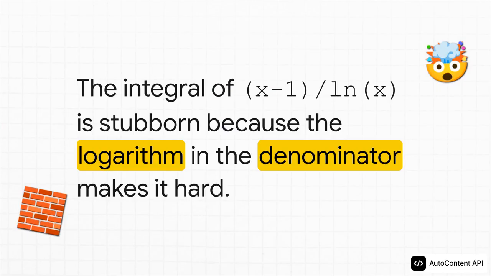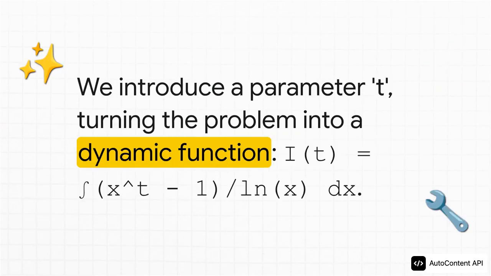It's a dead end. And now for the clever move. We introduce the parameter t, and we just stick it in there as an exponent on the x. And here's the beautiful part. If we set t equal to 1, we get our original problem right back. So we haven't actually broken anything. We've just turned one rigid problem into a whole family of flexible ones.